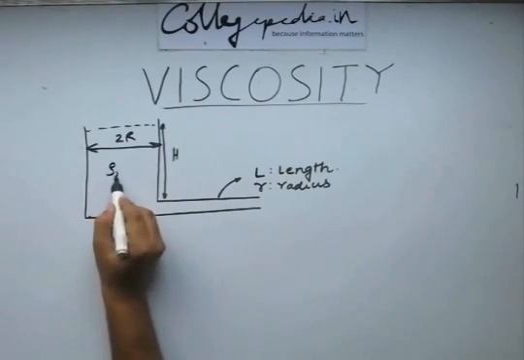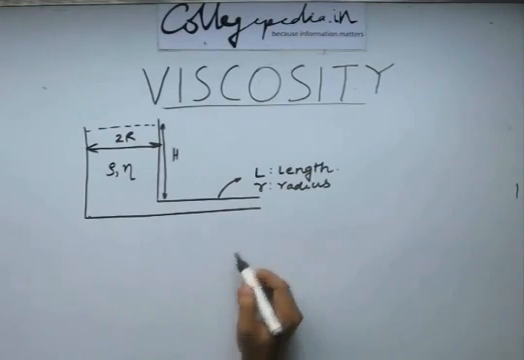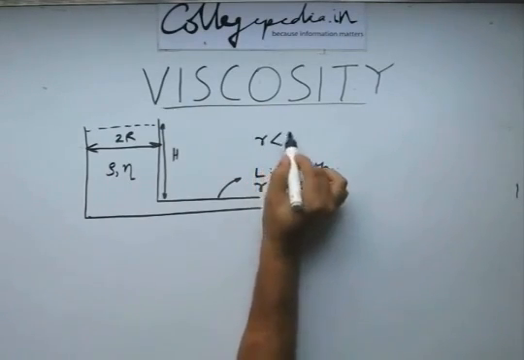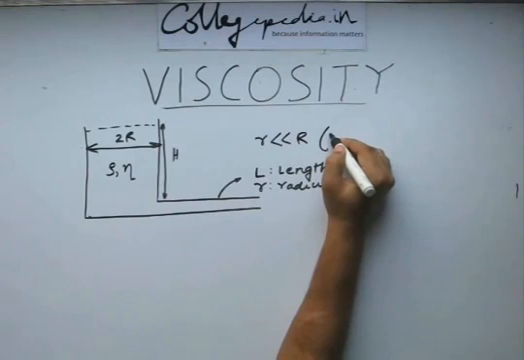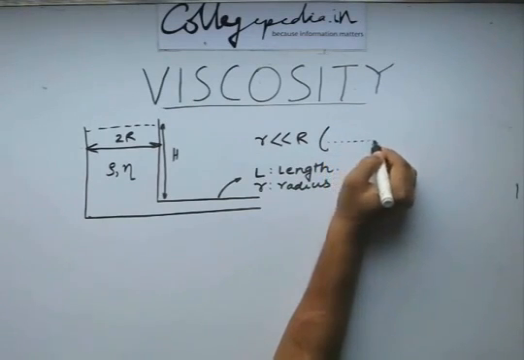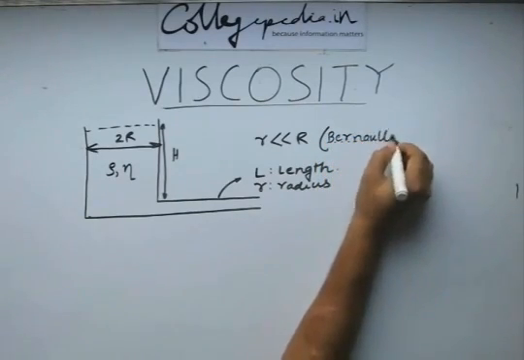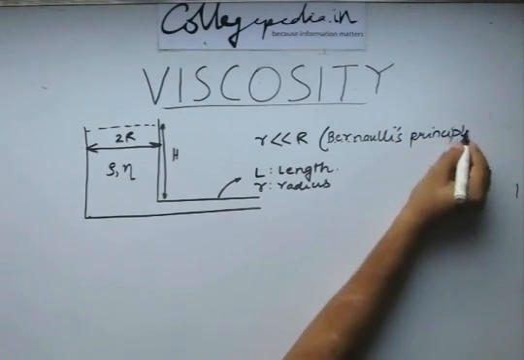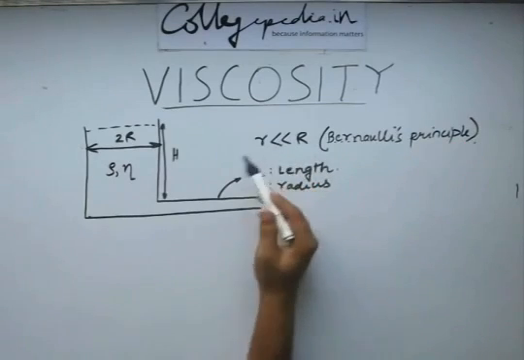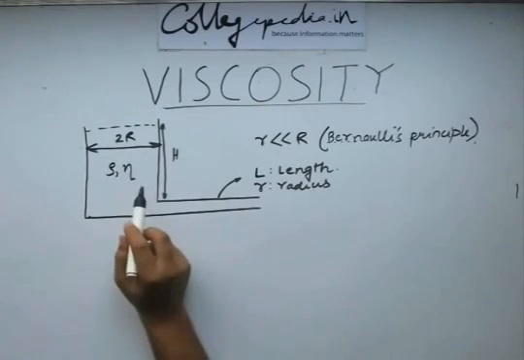The fluid has density rho and viscosity eta. Consider that this small radius, small r, is very less than r. This is nothing but something. This something, if you recall, comes from the Bernoulli's principle. This basically states that the Torricelli's law is valid in this case.